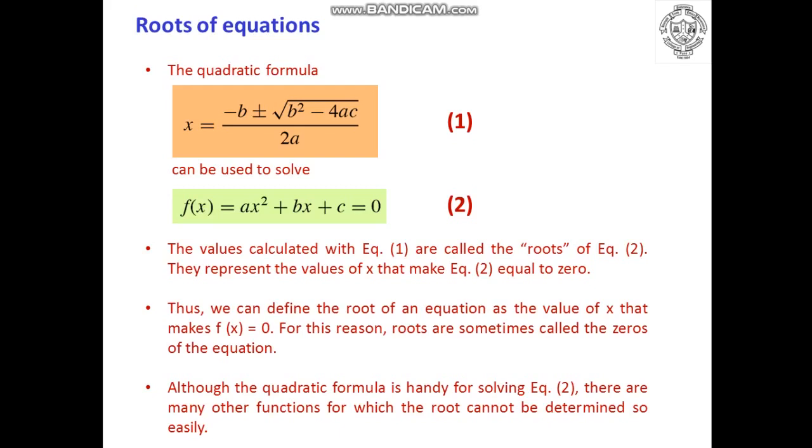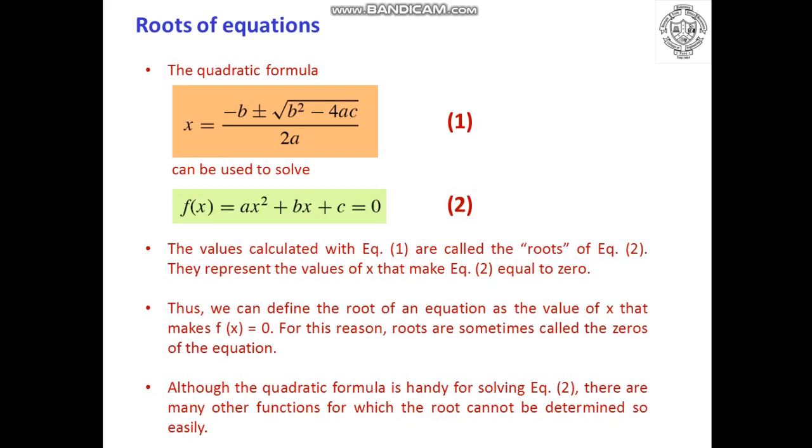Thus we can define the root of an equation as the value of x that makes f of x equal to 0. For this reason, roots are sometimes called zeros of the equation or zeros of the system.